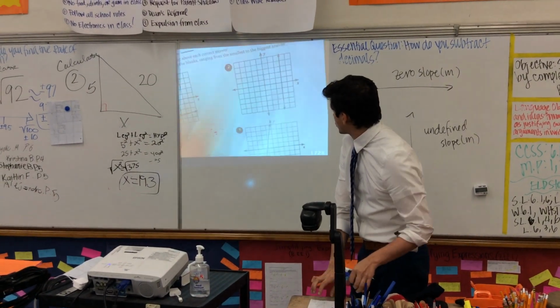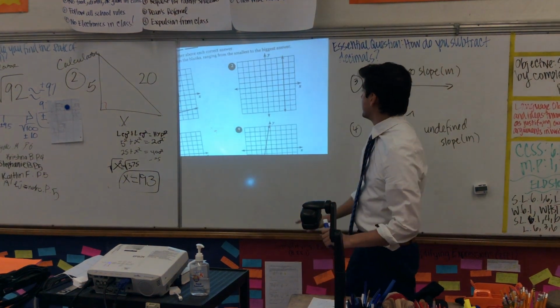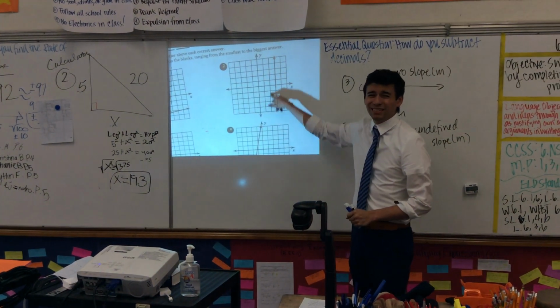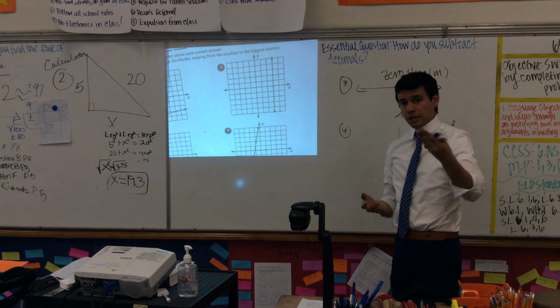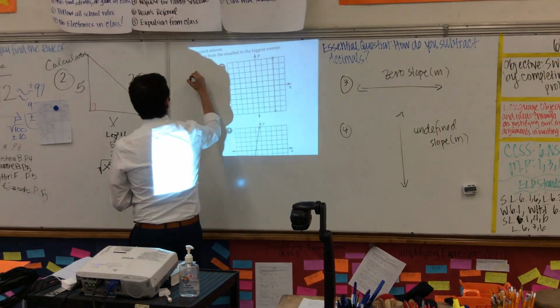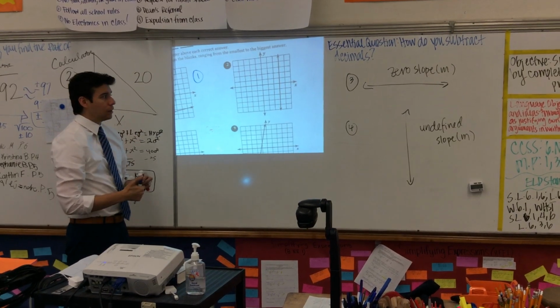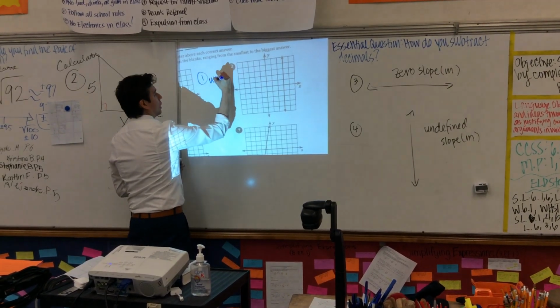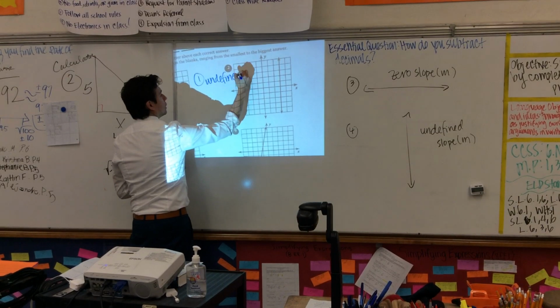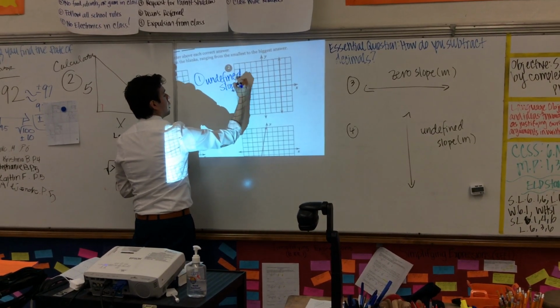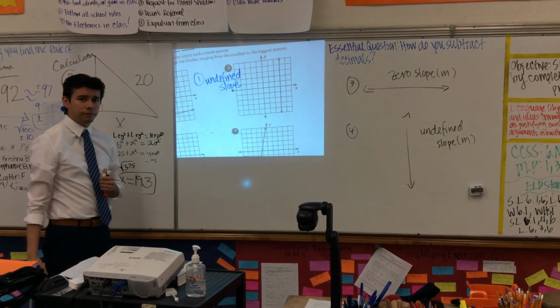Let's try this one. Look at this beast right here. Do you see this line right here? Hopefully you can see it. Okay. First thing is, identify what type of slope this is. Uh-oh, it's going up and down. So if it's going up and down, this is called an undefined slope.